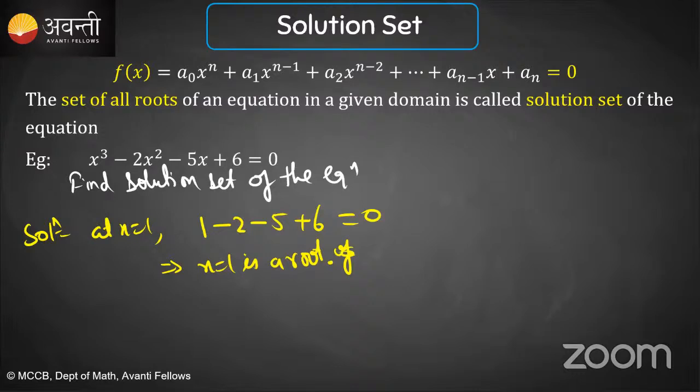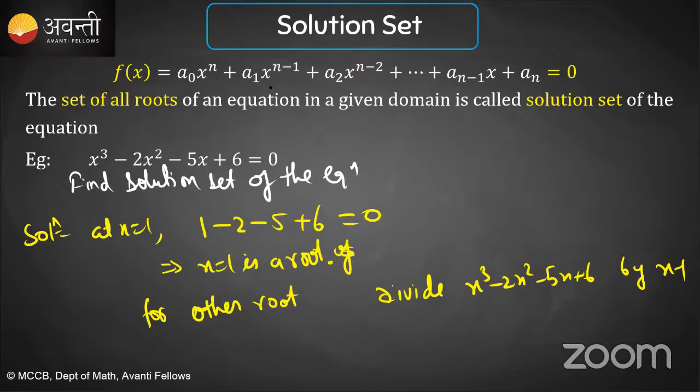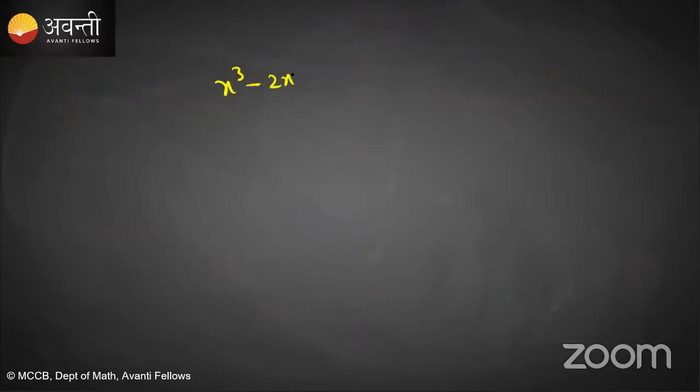So one root, x minus 1, we have found, yes or no? One root x minus 1 is found. How will we find the other two roots? For the other roots, divide x cube minus 2x square minus 5x plus 6 by x minus 1, right?